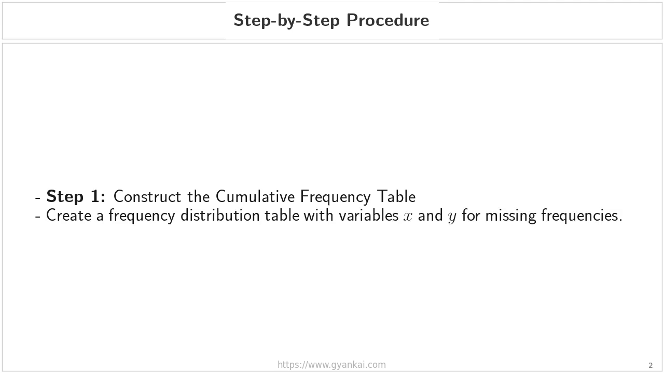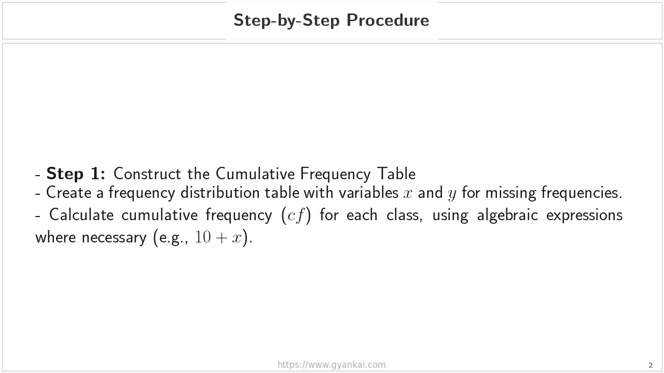Step-by-step procedure. Now that we understand the general concept of using a system of equations to find these missing values, let's look at our first practical step. Step 1 is to construct a cumulative frequency table. When you are faced with a problem where some data is missing, you shouldn't just look at the frequencies as they are. Instead, you need to create a complete frequency distribution table that incorporates your variables, such as x and y, for those missing frequencies.